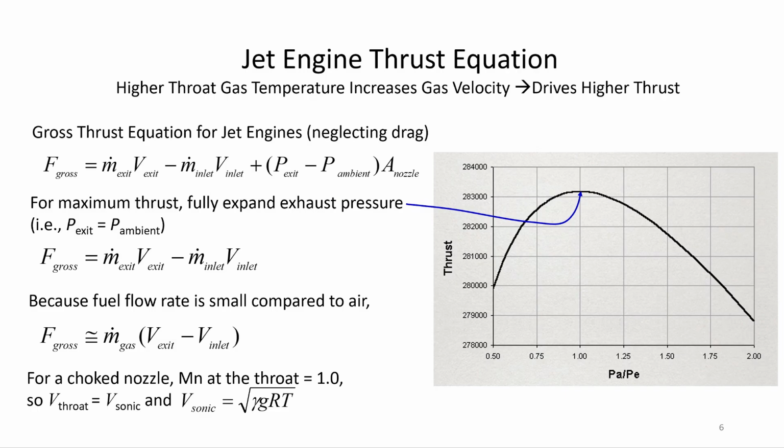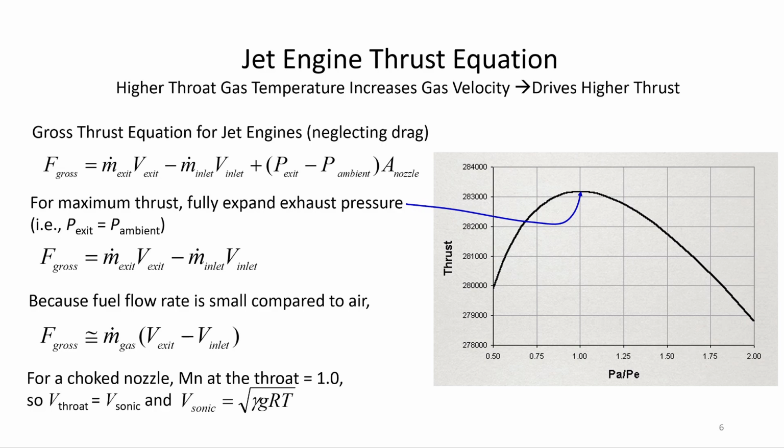Now, if you fully expand, you maximize the thrust. Take a look at the picture on the right. Thrust is optimized when the ambient and the discharge, the exit, pressure ratio is 1.0. So if we eliminate that term, assuming we're fully expanding the exhaust, now we have the middle equation. The gross thrust is exit mass flow rate times its velocity, minus the inlet mass flow rate times its velocity. Now, because the fuel flow rate is fairly small compared to the air, about 2 or 3%, you could say that it's constant mass flow. So the gross thrust is mass flow rate times the exit velocity minus the inlet velocity.